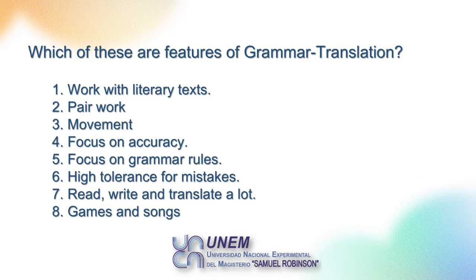So let's check. Number 1, work with literary text. Number 4, focus on accuracy. Number 5, focus on grammar rules. And number 7, read, write, and translate a lot. These are the characteristics, these are the features of grammar translation.